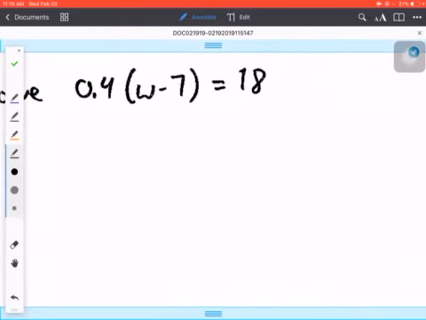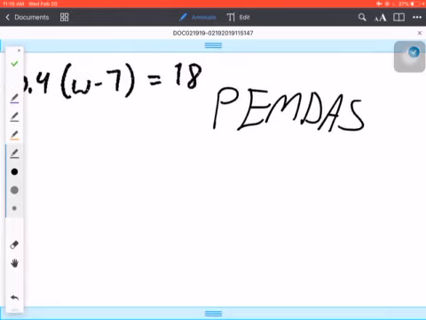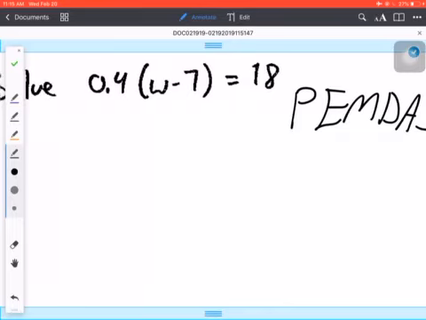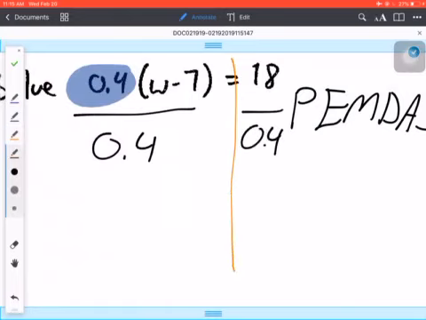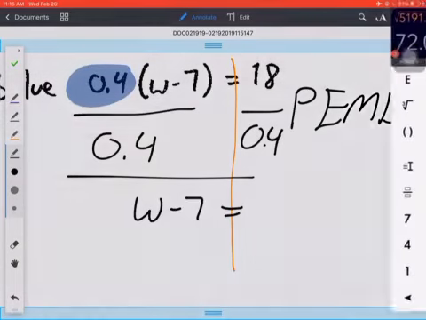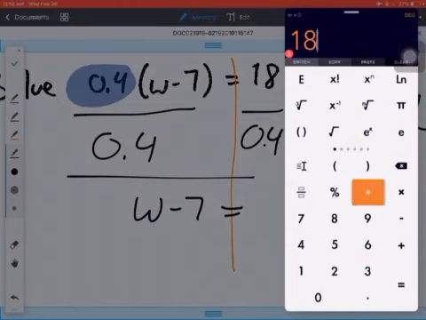Last example here we go. Write out PEMDAS. Now, parentheses again are done first, multiplying after. Here's the multiplication. So I'm going to divide both sides by 0.4. If I do that, I'm left with w minus 7, and 18 divided by 0.4 is 45.